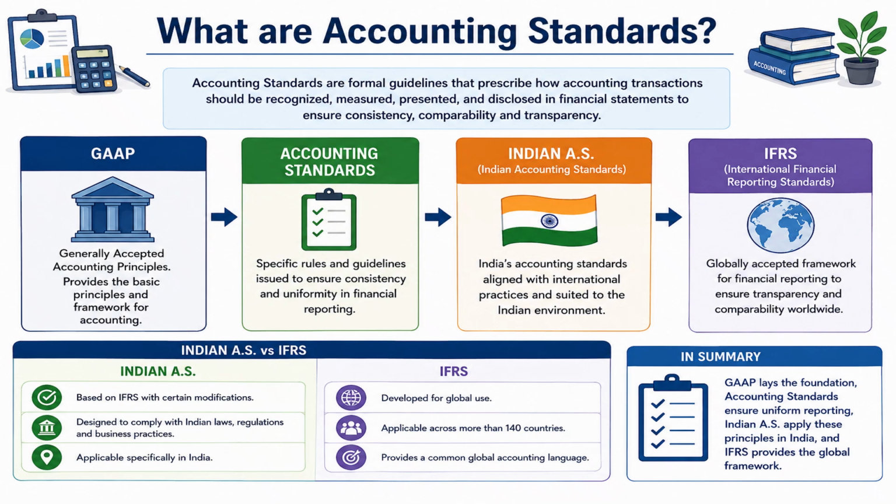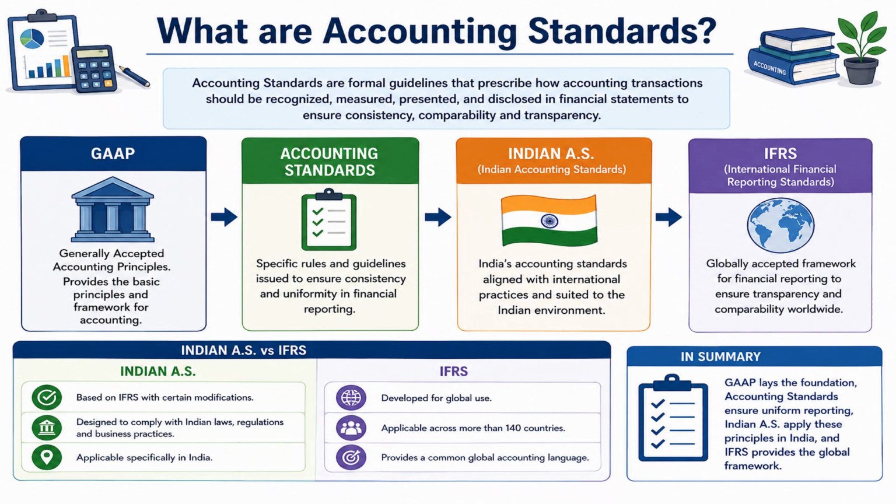Let us now understand the difference between Indian AS and IFRS. While both are very similar, Indian AS is not exactly the same as IFRS. Indian AS is based on IFRS but includes certain modifications to accommodate Indian laws, regulations, and business practices. IFRS is designed for global use, whereas Indian AS is specifically applicable in India. Therefore, Indian AS is often described as IFRS converged standards rather than fully adopted IFRS standards.